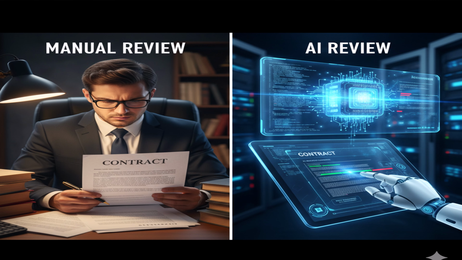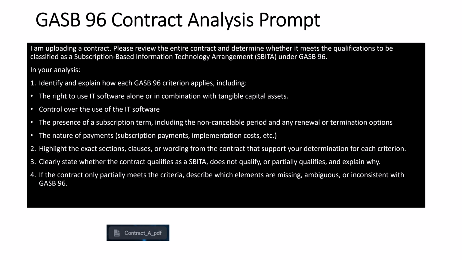So here's the hack. You can actually use ChatGPT or any advanced AI tool to review a contract you upload and have it tell you whether that contract qualifies as a SBITA under GASB 96. All you have to do is paste in this optimized prompt.